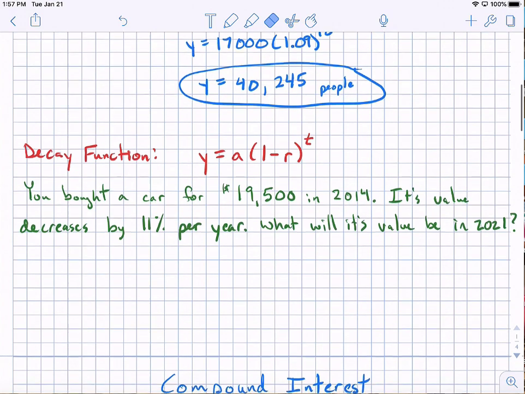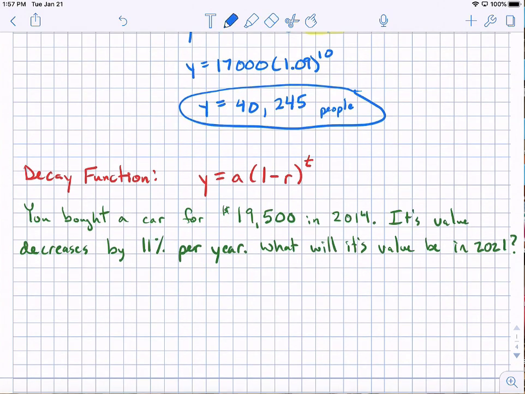Okay, here's another very good real life type example. You bought a car for $19,500 in 2014. Its value decreases by 11% per year. What will its value be in 2021? So again, very good real life problem. A very, very large percentage of the population has a car or has bought a car at some point in their life. And this is something that's good to see: when I'm buying a car, what is its resale value typically going to be, and that kind of thing.